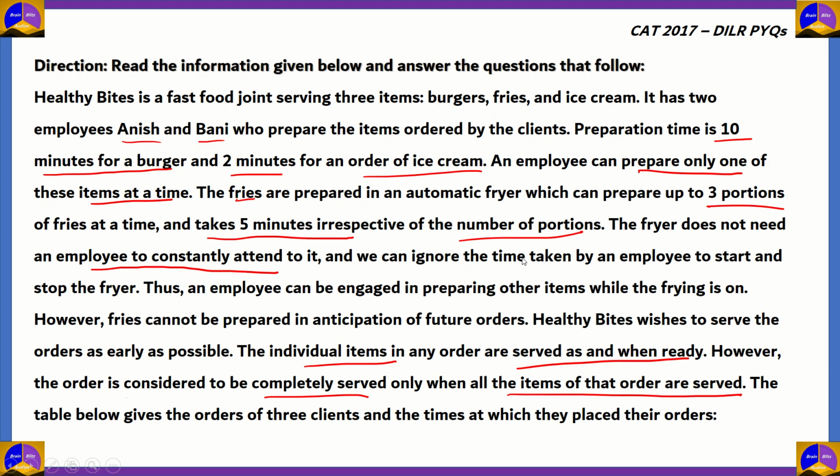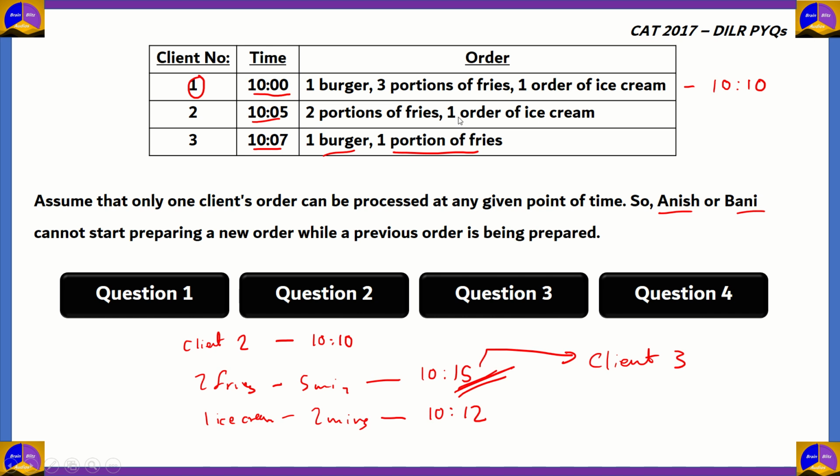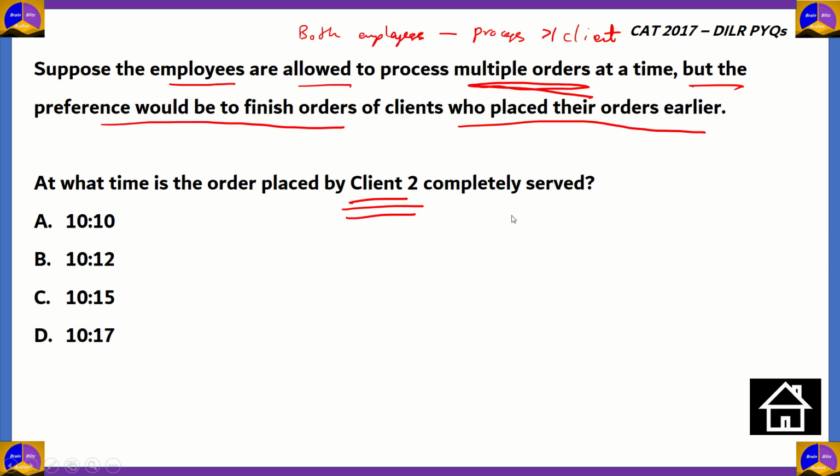So in order for this to work, we need to go back to the entire situation. Client 1, 10, client 2, 10:05, client 3, 10:07. Now, in order for this to work, let's start off with client 1. His order started at 10 a.m. Again, 1 burger takes 10 minutes. 3 fries actually. So 3 fries takes 5 minutes.